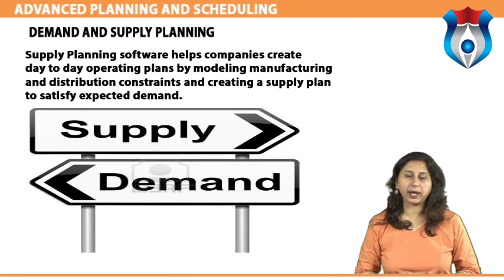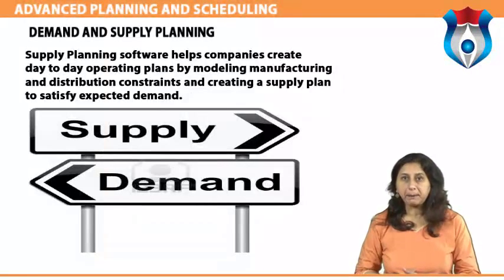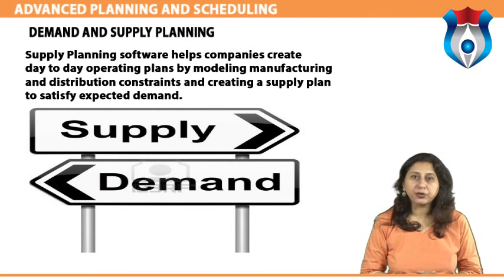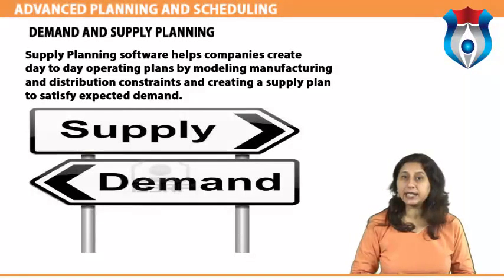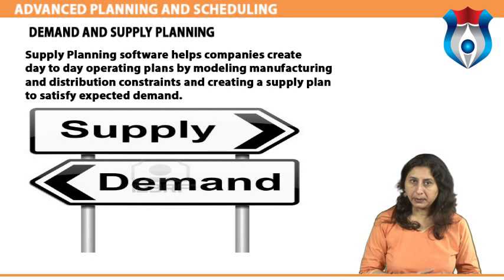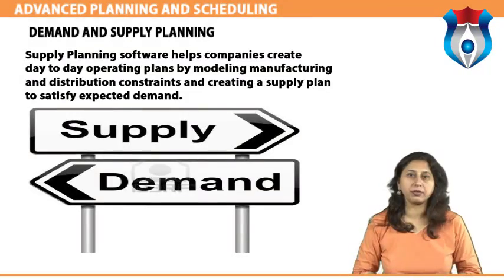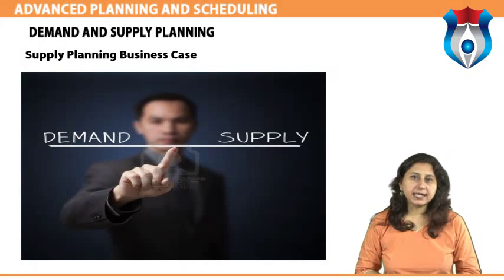Supply planning software helps companies create day-to-day operating plans by modeling manufacturing and distribution constraints and creating a supply plan to satisfy expected demand. The results of a supply planning solve are a daily distribution plan for movement of product between locations, planned deployments, and time-phased manufacturing production requirements, net requirements. Supply planning business case.